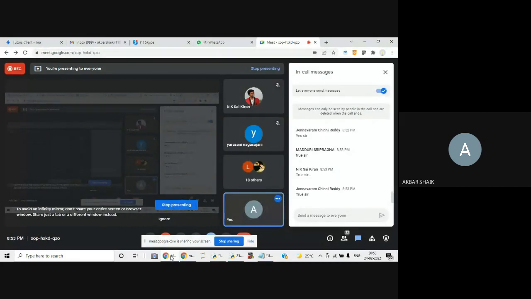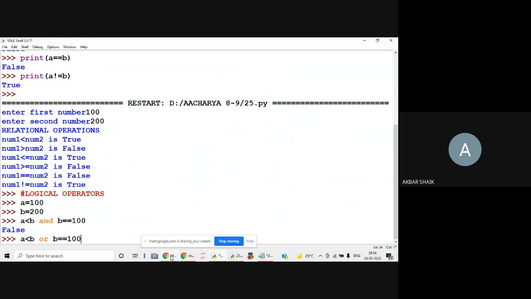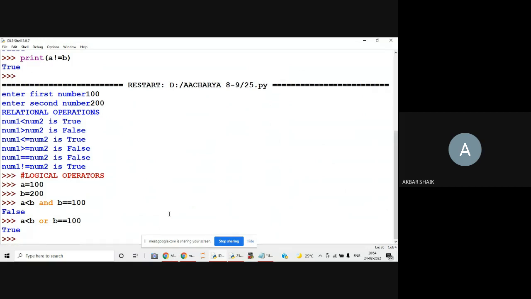Only 3 students remaining. Please respond. Okay, your answer is correct. The answer is true. Why? Because A less than B, 100 less than 200, is true. Or this is also false. True or false means true.